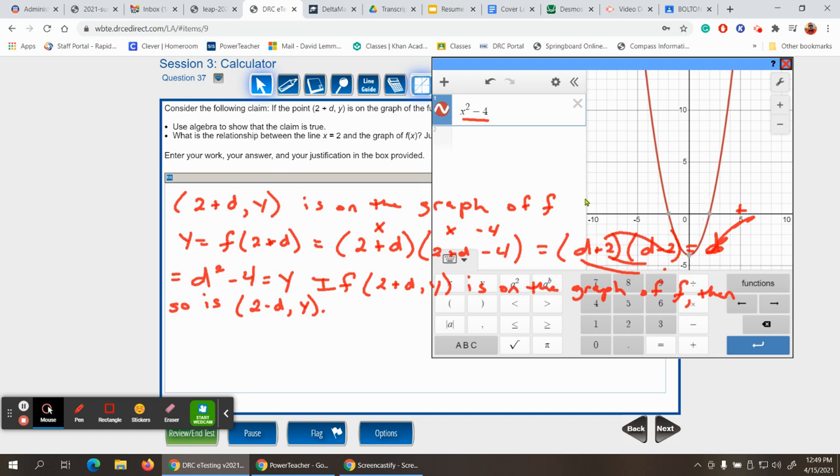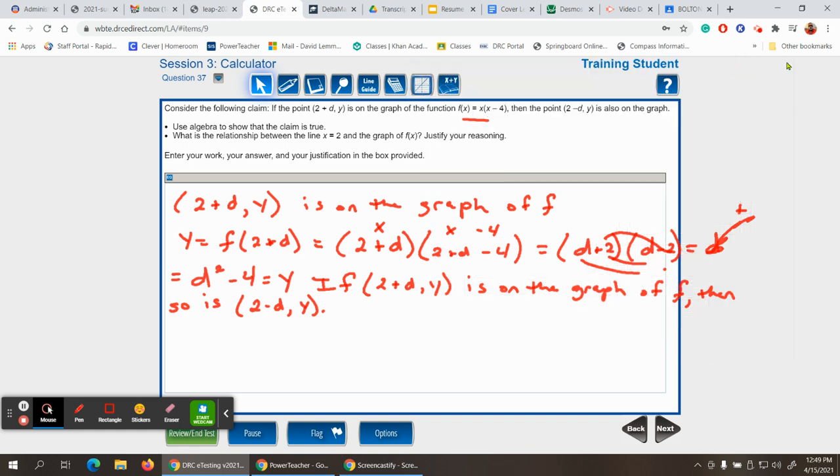Wait a minute. Where did I go wrong? Just for a second. All right. It says what is the value of x? Well, in this case, x is going to be the line of symmetry. So the line x equals 2 is a line of symmetry for the graph of f.